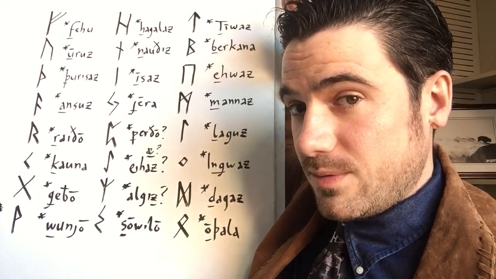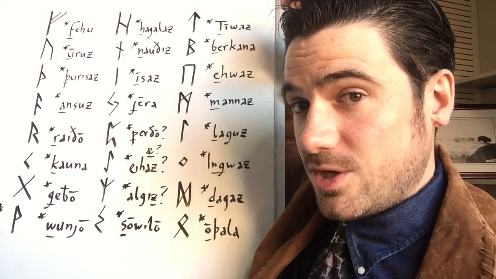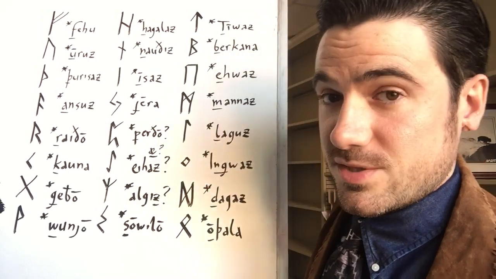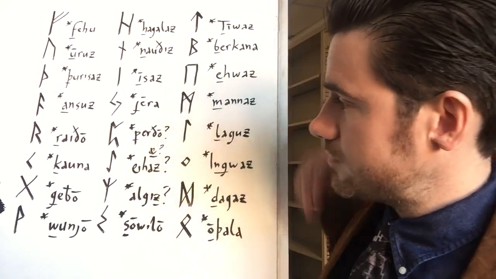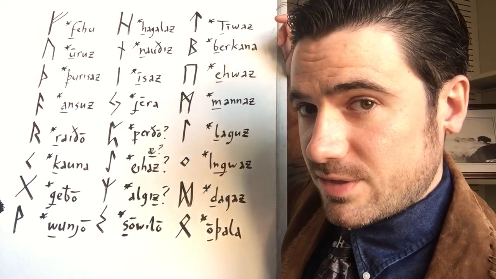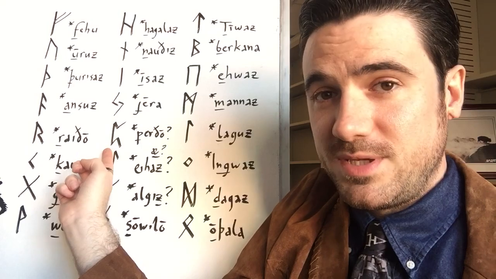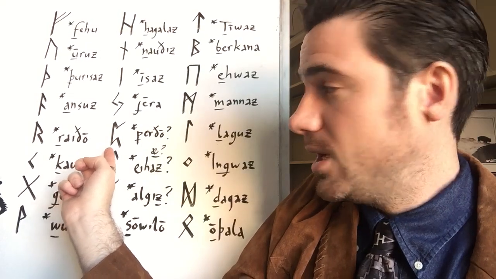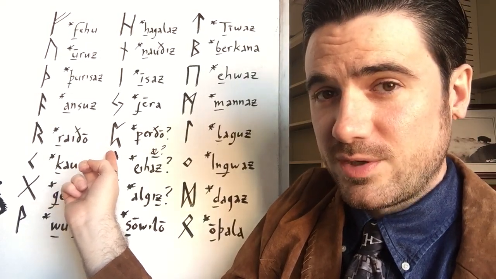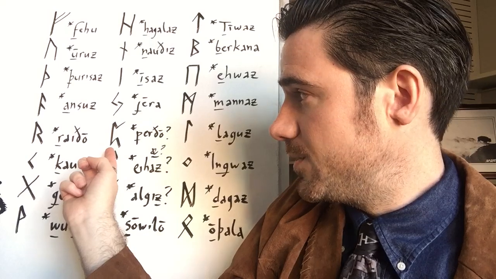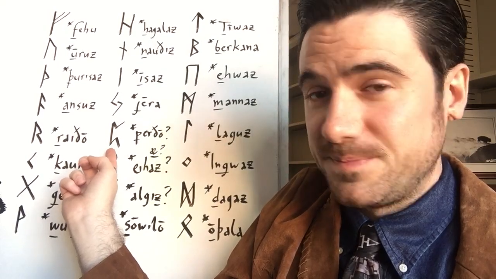So we might be better off translating this as harvest, even though it is ancestral to our word year. The next three runes, there's a lot of uncertainty about. We know that this rune stands for the P sound in Proto-Germanic, but P is very rare in early Germanic languages, so it doesn't appear very often.